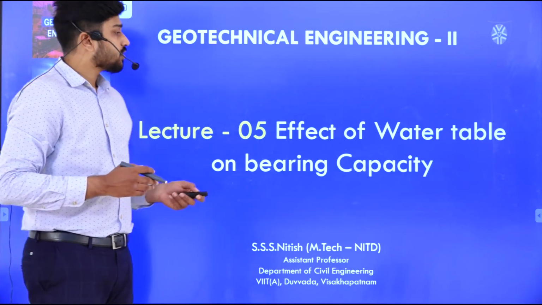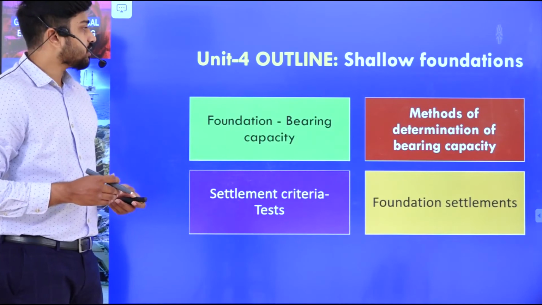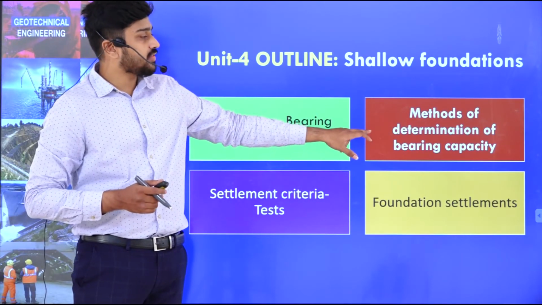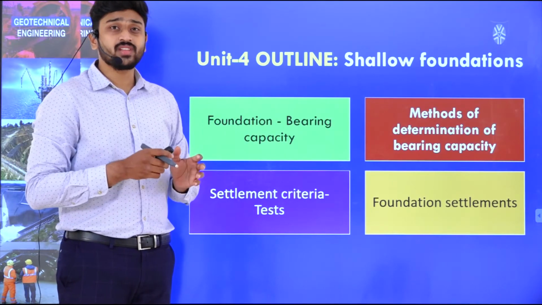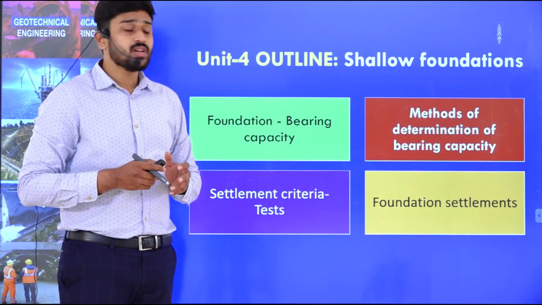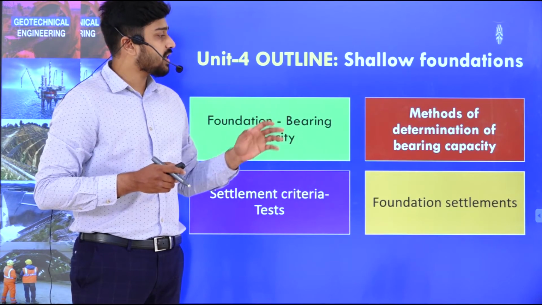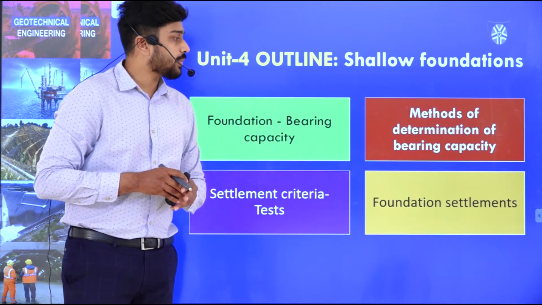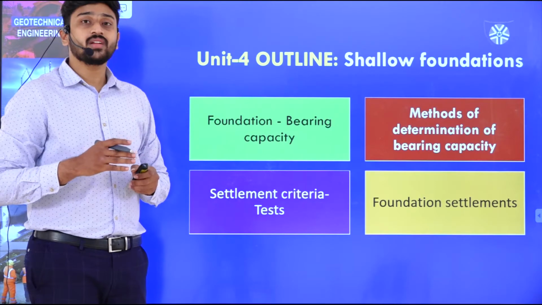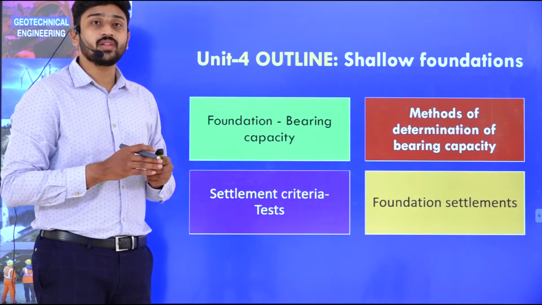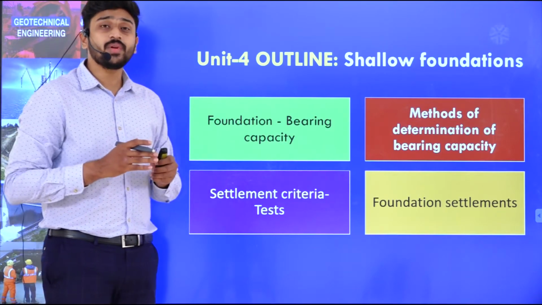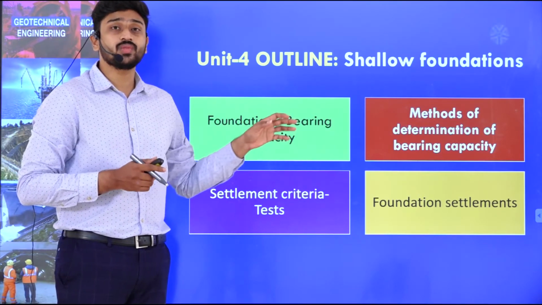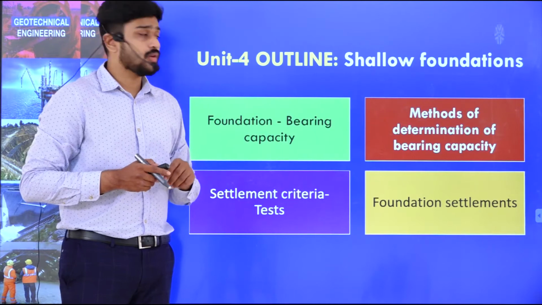Coming to the course outline, we are in the phase where we are discussing different methods of determination of bearing capacity, and we have discussed Terzaghi's analysis as well. Now we will be understanding the bearing capacity where we consider the general shear failure, the local shear failure, as well as punching shear failure. And now we will be discussing this with respect to the effect of water table.